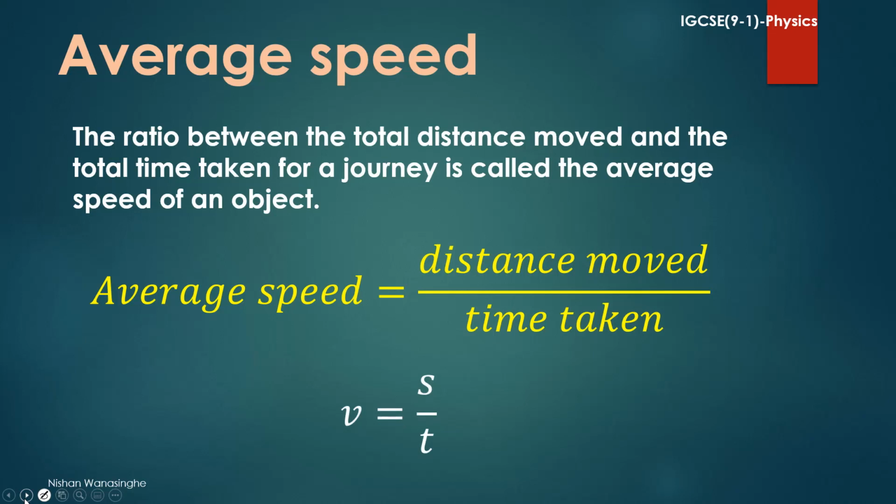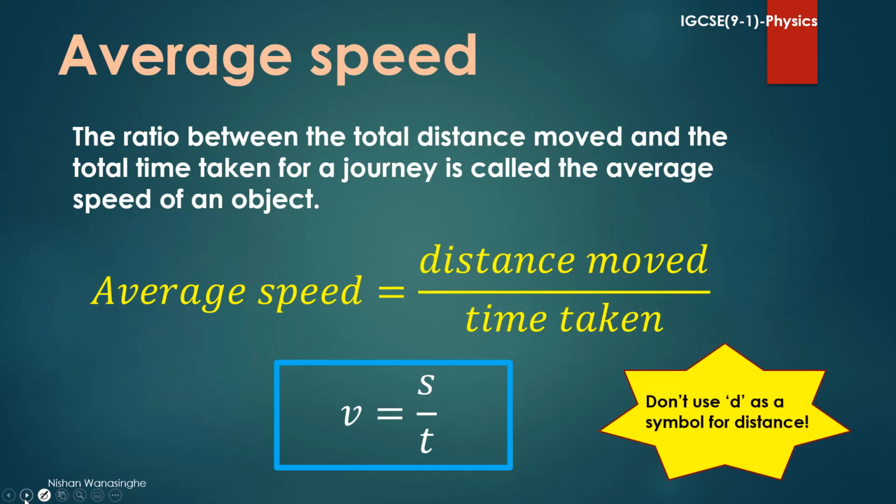So we can represent average speed using these symbols. Simple v equals simple s over t. Remember, here s is used as the symbol for distance moved, right? In this syllabus, all the distances are denoted with the letter s, and t is used as the symbol for time, whose unit is seconds. We don't use simple d as a symbol for distance.